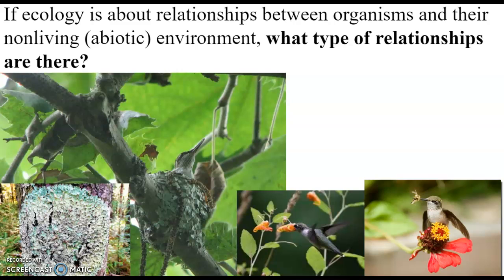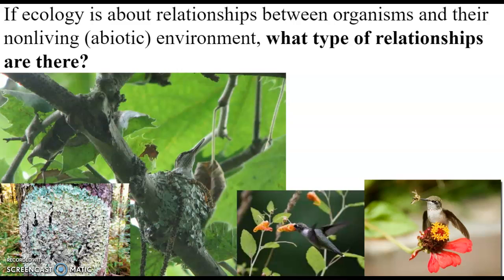So if ecology is about relationships between organisms and their non-living or abiotic environment, what type of relationships are here? So hummingbirds are the focus of this, but hummingbirds nest in a tree, benefits by the tree, but the tree is unaffected by the hummingbird, so that'd be a symbiotic relationship known as commensalism.